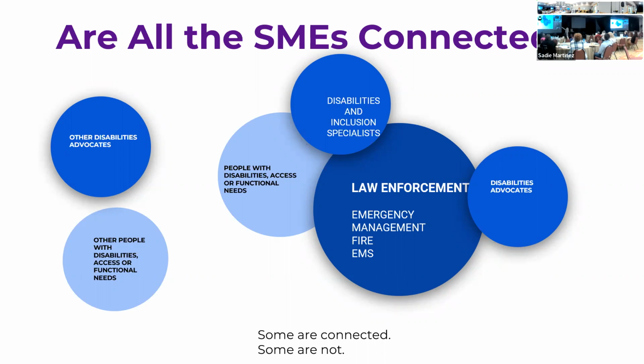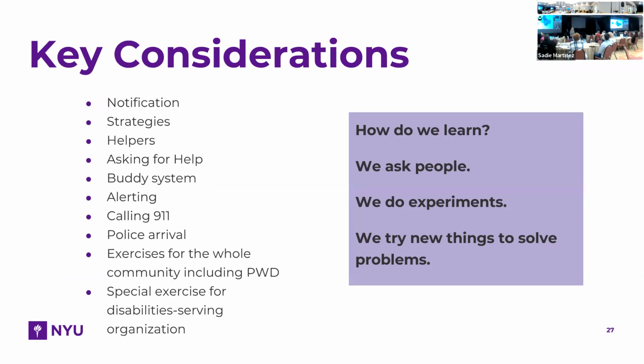Okay, we need to talk to the disabilities people, disabilities inclusion specialists, people from the government, people from independent living centers. We need to talk to people with disabilities themselves in our communities. Our challenges now, as we're moving forward, are connecting all of the dots, getting everybody together, making things more connected and more synergistic. And it's not easy. We have key considerations. How do we learn? We ask people. When I started out, there was no guidance.